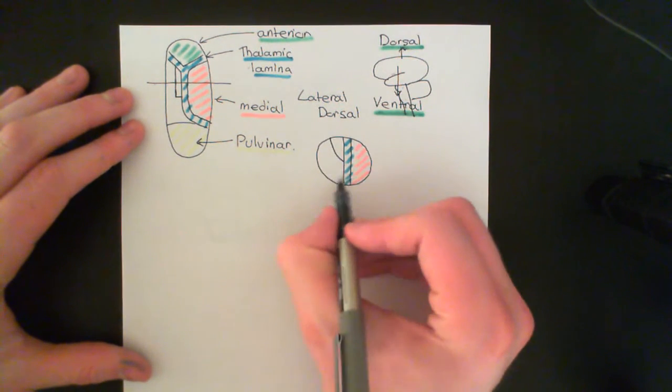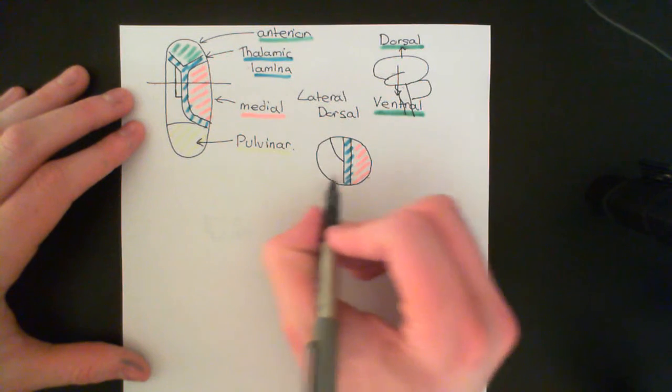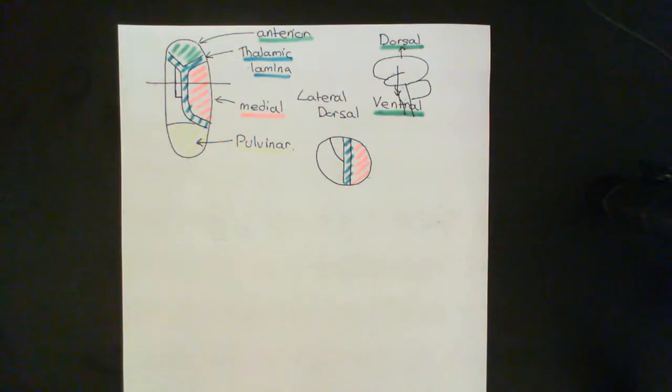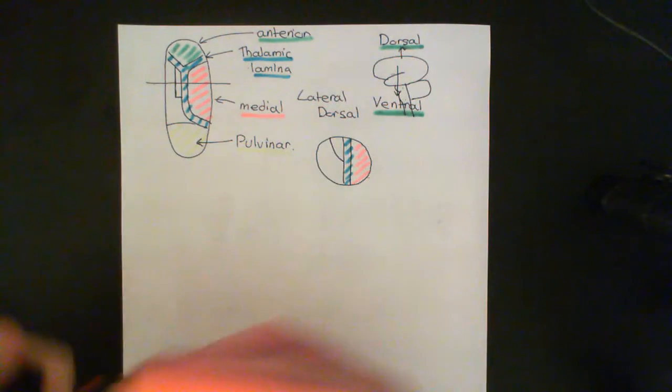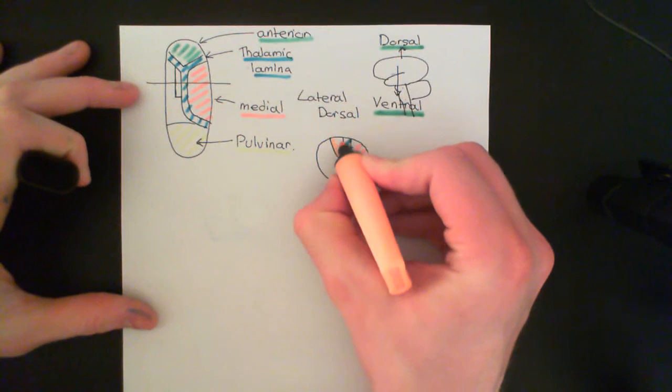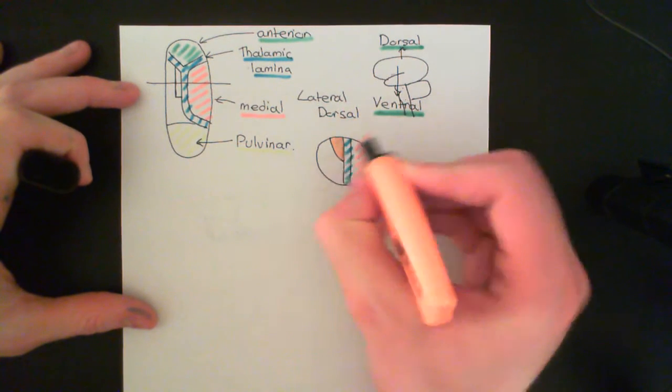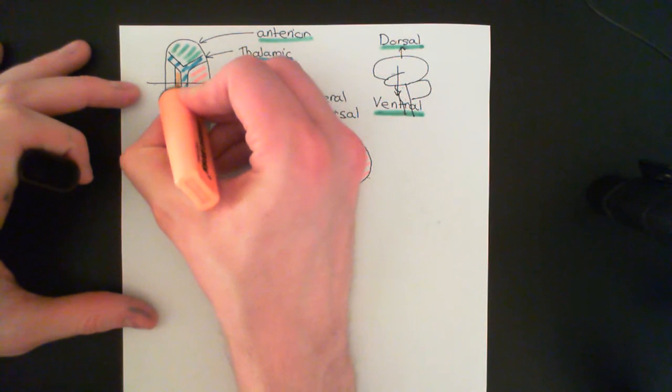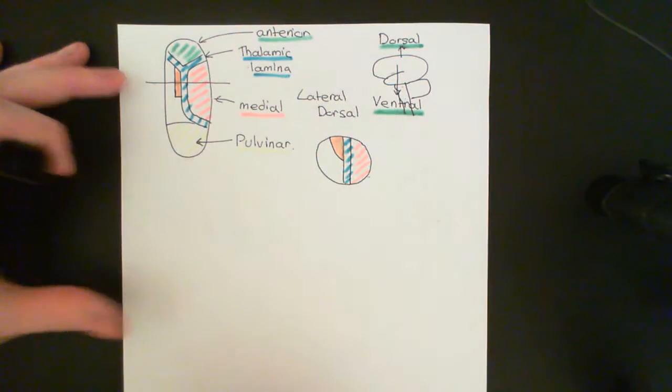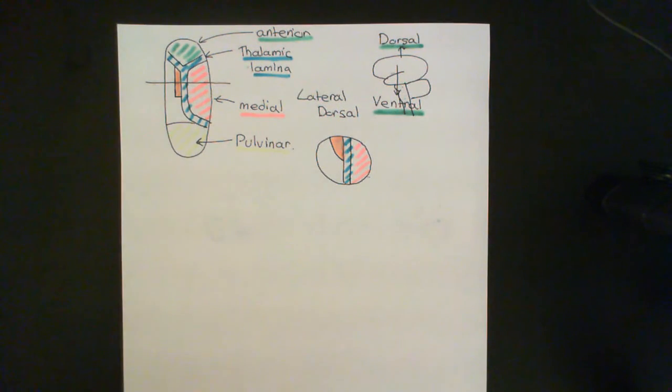So you see it doesn't go down to the ventral aspect of the thalamus, it's just on the dorsal aspect of the thalamus. So there is why that name actually makes sense. It's a nucleus in the dorsal part of the thalamus and also in the lateral part of the thalamus. So that's the origin of the name lateral dorsal.